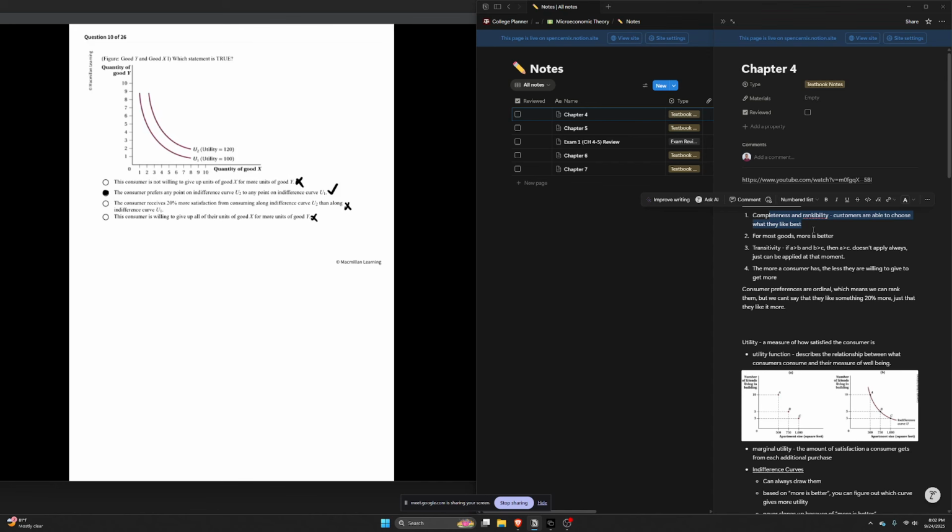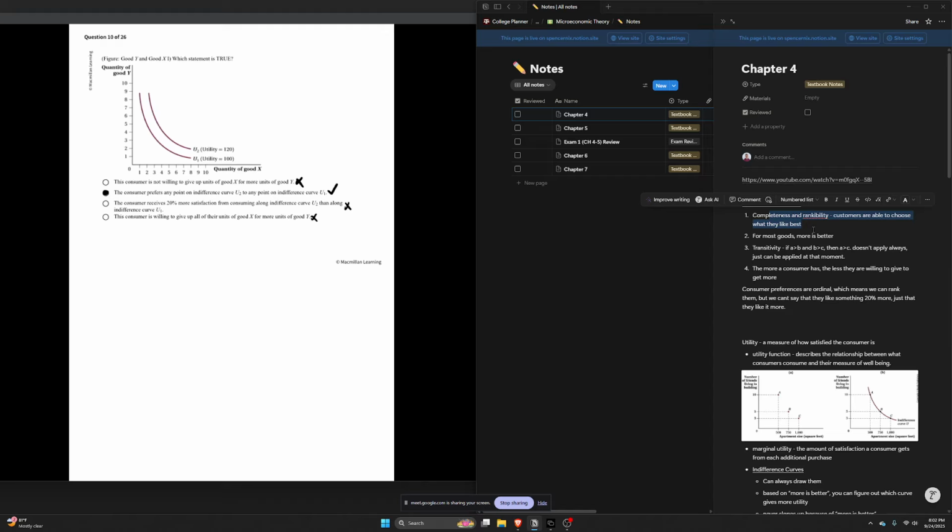All right. Which of these statements is true? So we have utility curves U2 and U1. Utility at U2 is 120. Utility at U1 is 100. Consumers are not willing to give up units of good X for more units of good Y.